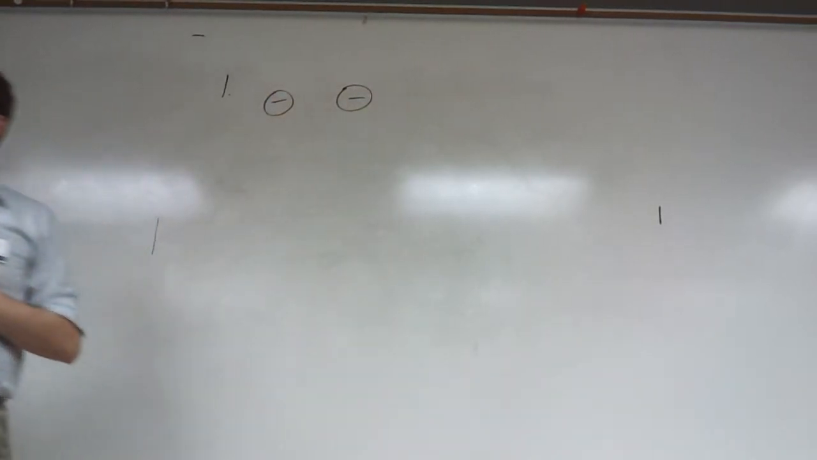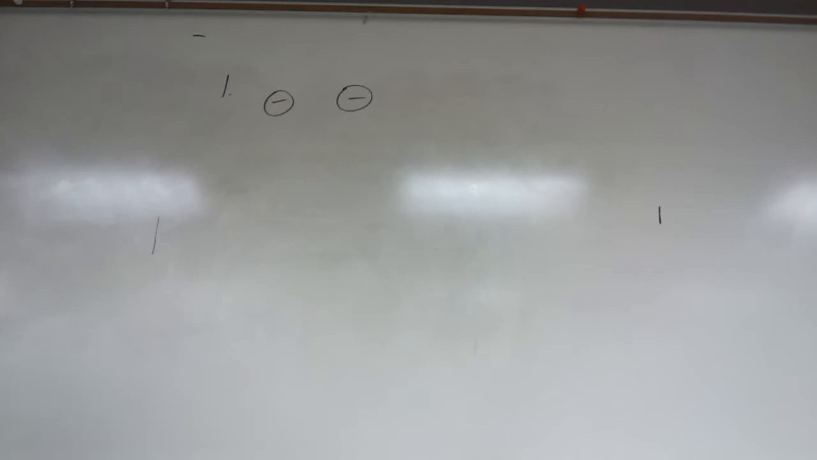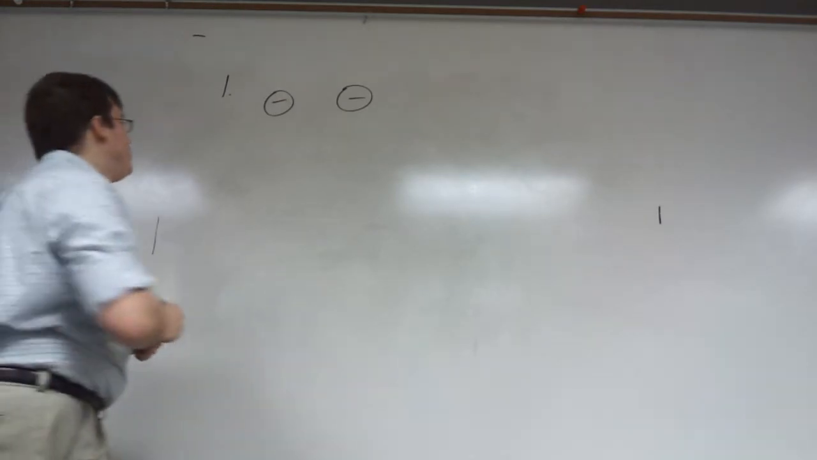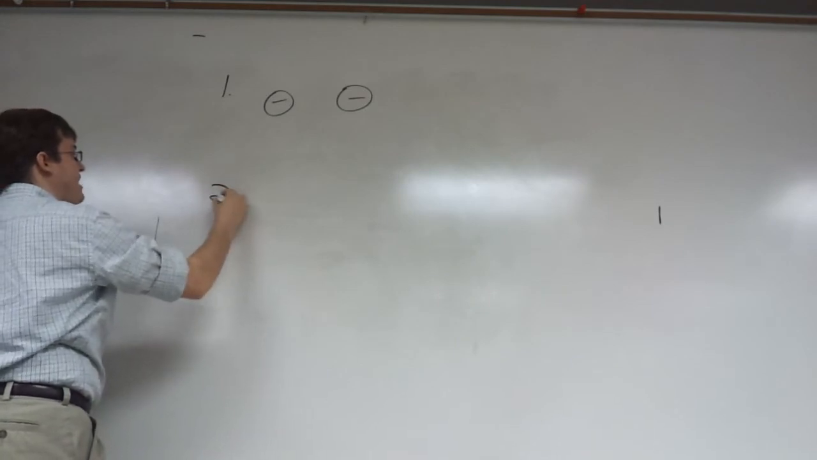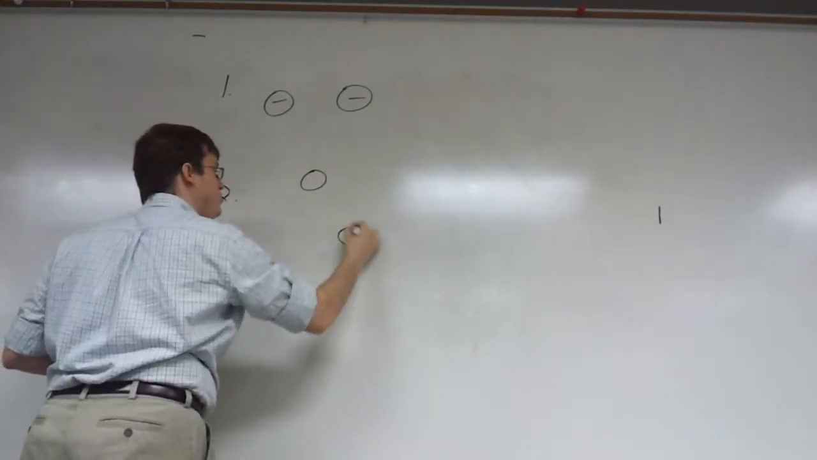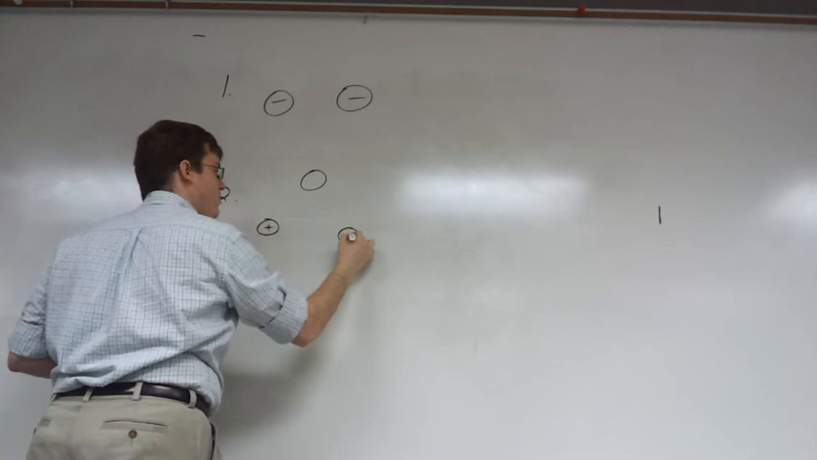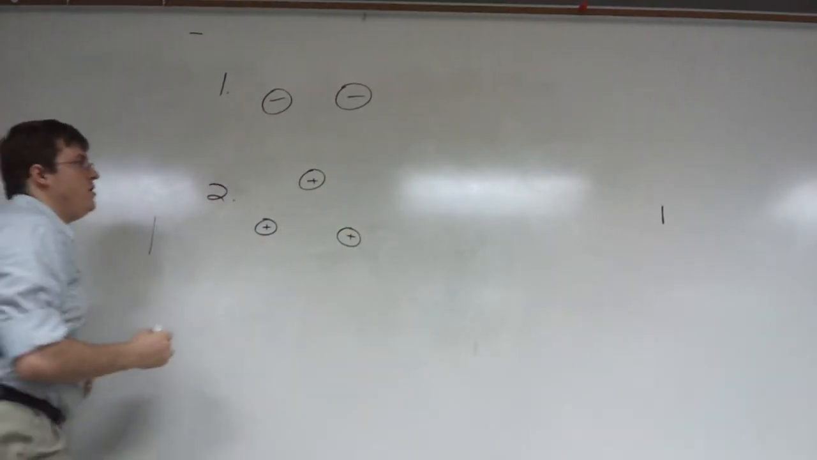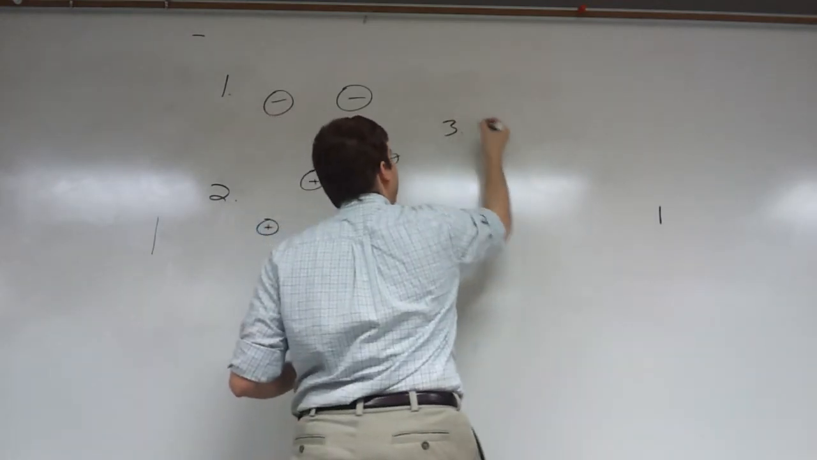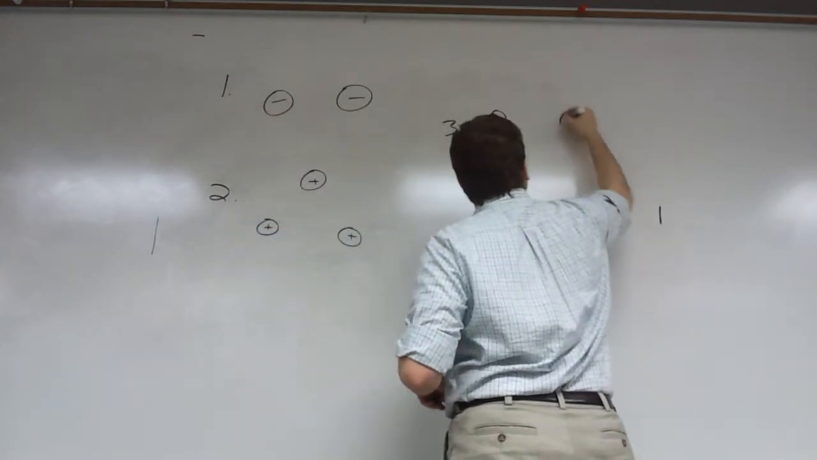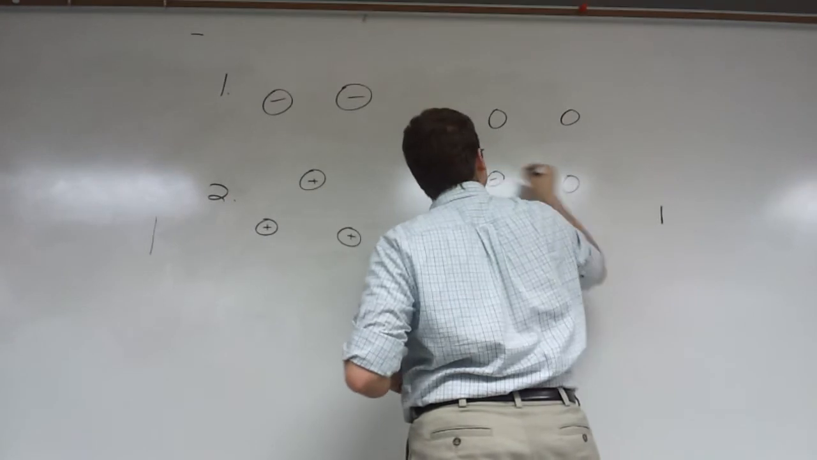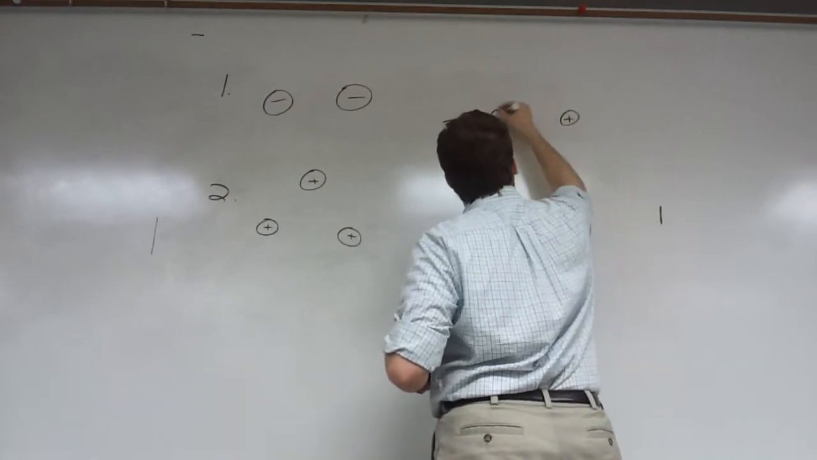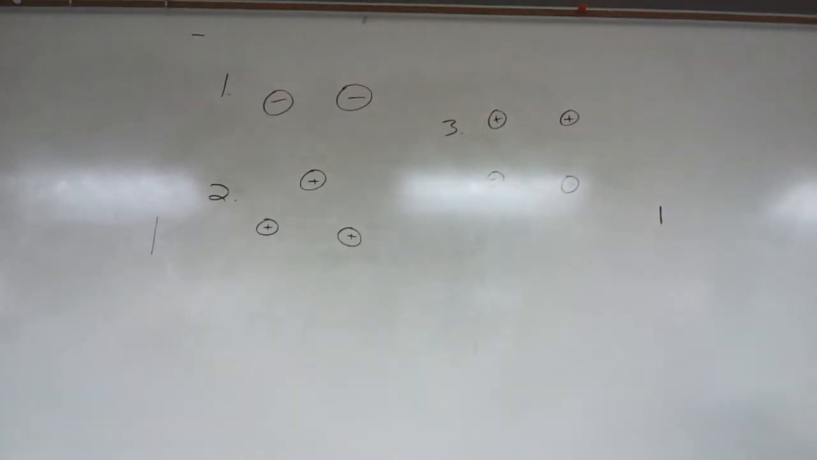So the first arrangement I want you to draw the electric field lines for is 2 negative charges side by side. The second one, 3 positive charges in a triangle. And the third one, 3 positive charges and a negative charge in the lower corner.